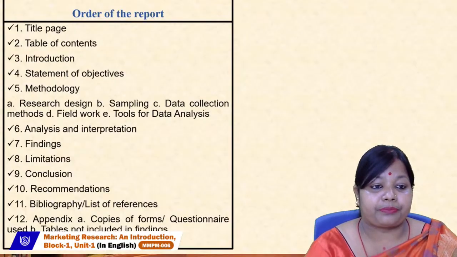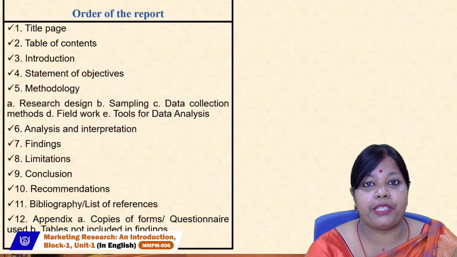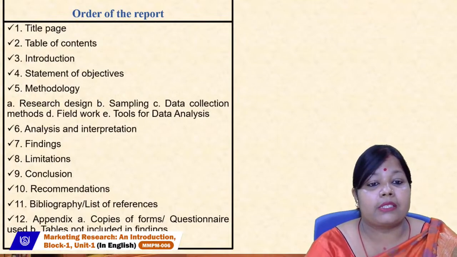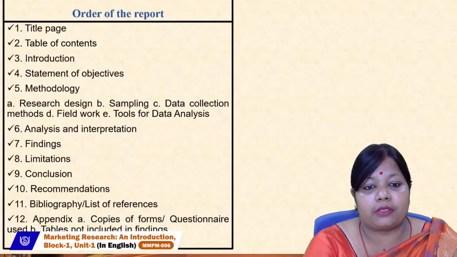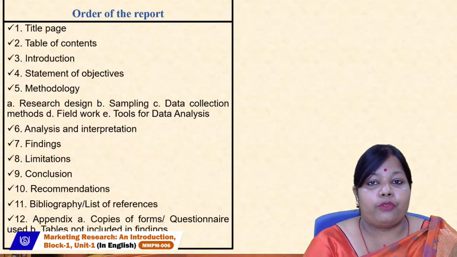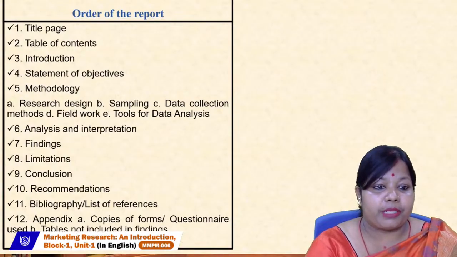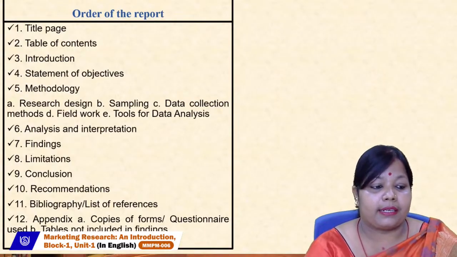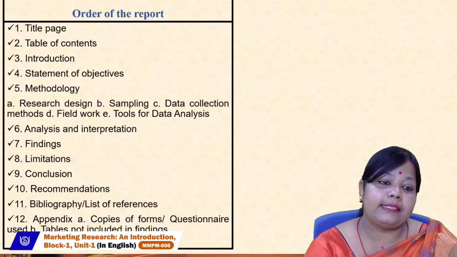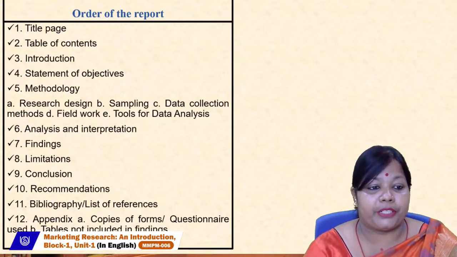Then fieldwork, how the data was collected from the field, if it is primary data, then the tools and techniques which are used for the data collection should be mentioned in the research design, in the methodology. These are the most important parts of the methodology: research design, sampling, data collection method, fieldwork, and tools of data analysis. That analysis and interpretation, what we got and how we analyzed the data, and what our interpretation is.